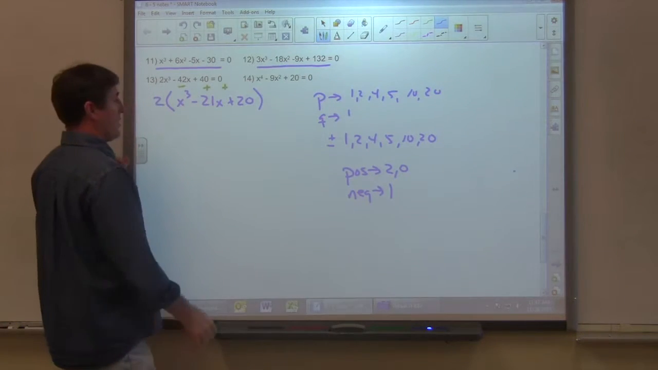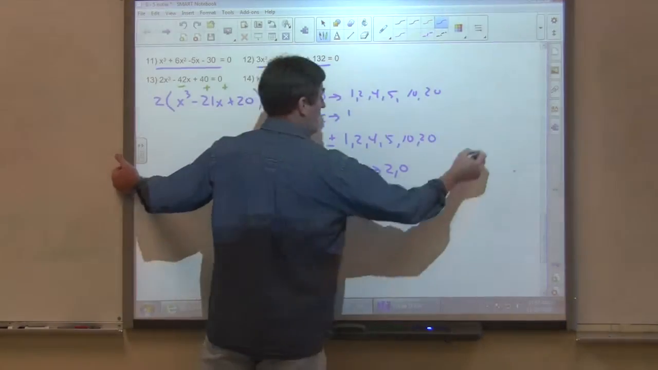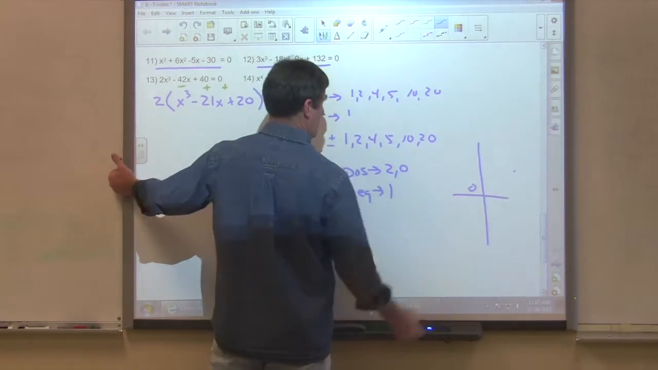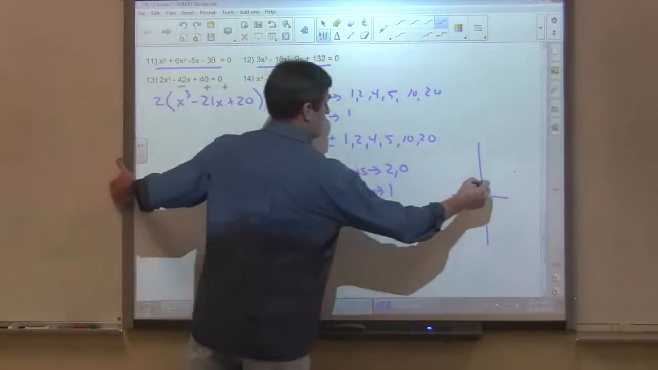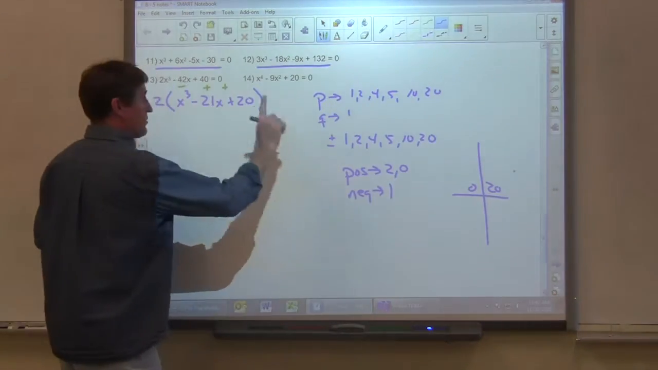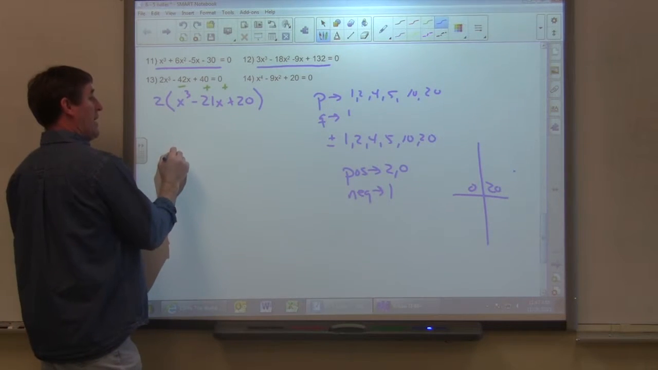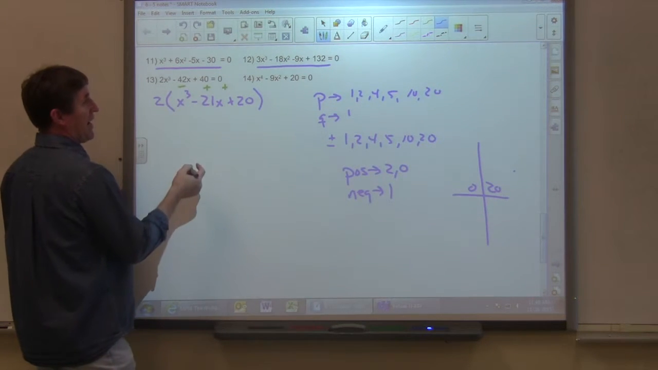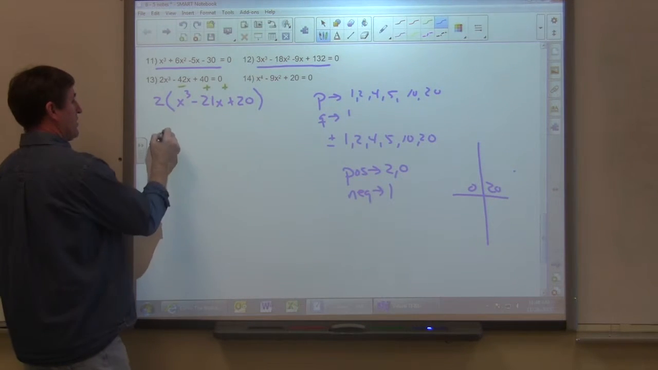And so now we're going to do synthetic division. We know that at 0, we are at 20. I'm going to try negatives because we should have one negative answer. Since at 0 we're at 20, let's try negative 2.